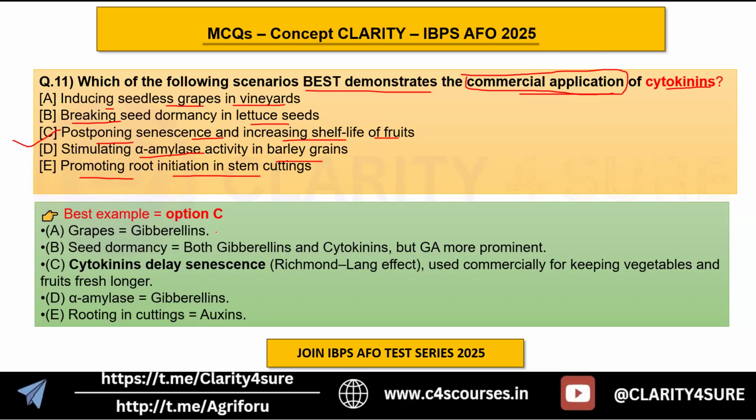If we go for the grapes, generally grape seedlessness is due to gibberellins. Seed dormancy can be broken through the usage of gibberellins and cytokinins, but mostly gibberellin is most prominent. Alpha amylase is again related to gibberellins, and rooting in cuttings is related to auxin. So that is why the other options were wrong, and option C was the most correct fit here.